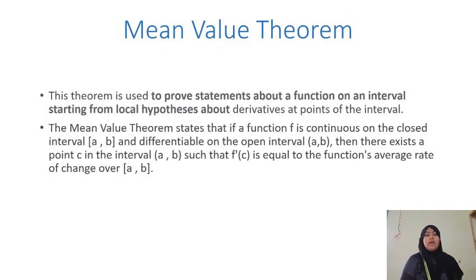First of all, what is the mean value theorem? The theorem is used to prove statements about a function on an interval starting from local hypotheses about derivatives at points of the interval. The mean value theorem states that if a function f is continuous on the closed interval a comma b and differentiable on the open interval a comma b, then there exists a point c in the interval a comma b such that f dash of c is equal to the function's average rate of change over the closed interval a comma b.